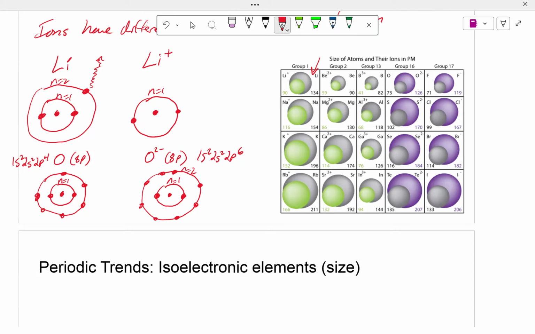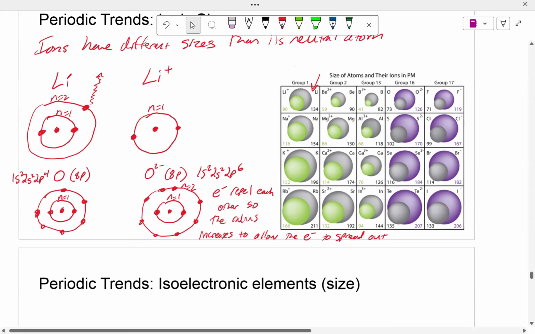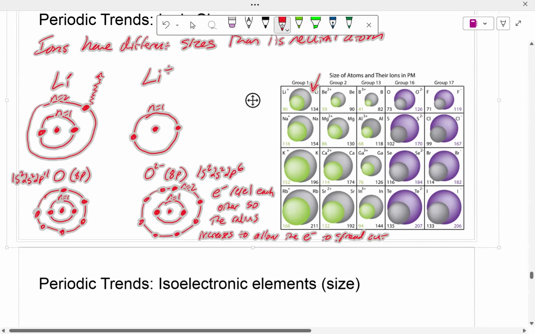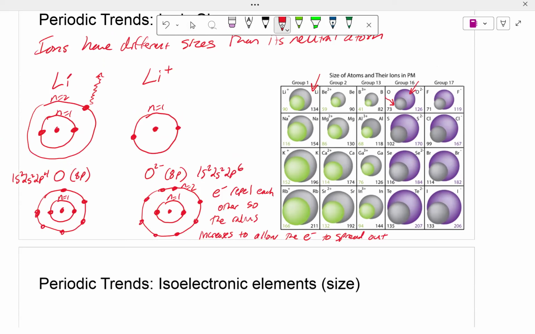Why is that? Well, let's think about what an electron is and what happens when we're adding more. Electrons are negatively charged, and if you put more like-charged things in the same environment, they're going to repel each other. So the radius increases to allow the electrons to spread out. And again, you can see this here on the table. Neutral oxygen is there in gray. Oxygen -2 is there in purple.